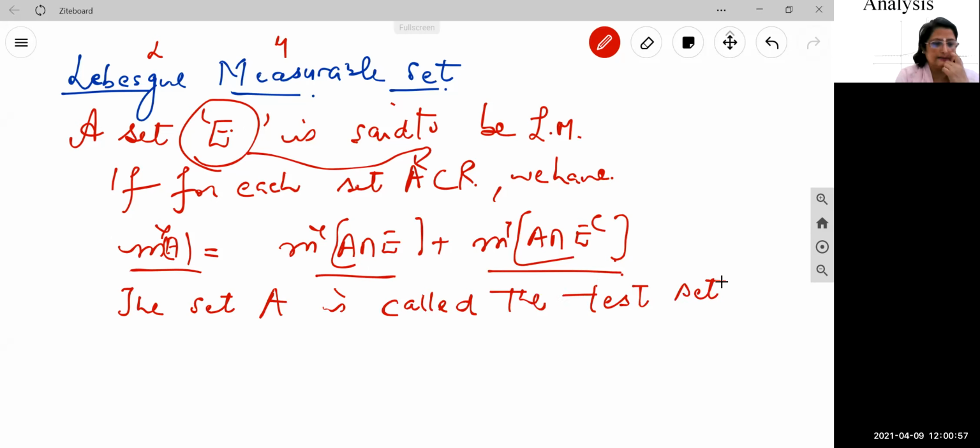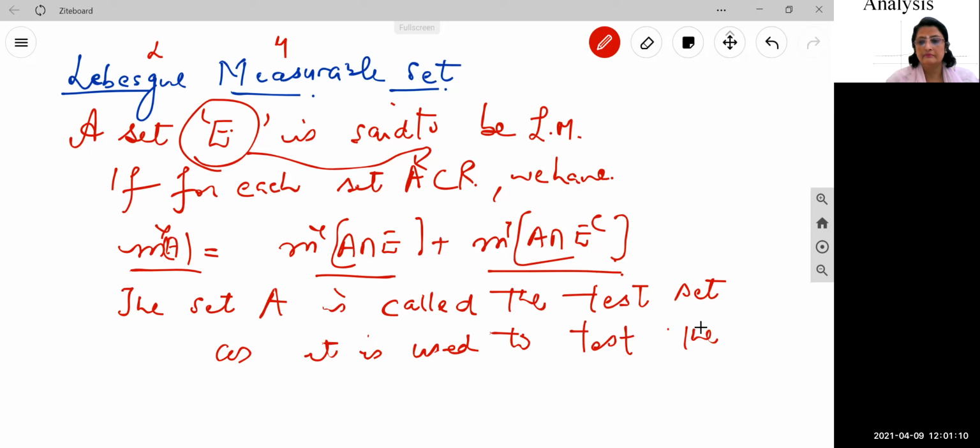Here the set A is called the test set because it is used to test the measurability of E, right? So how will you express it?